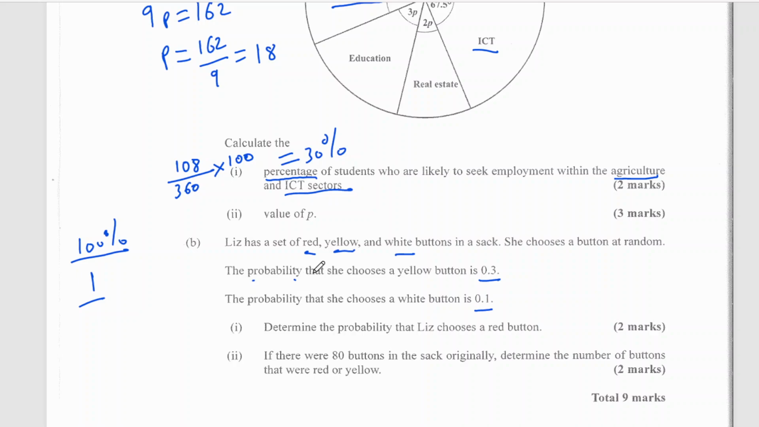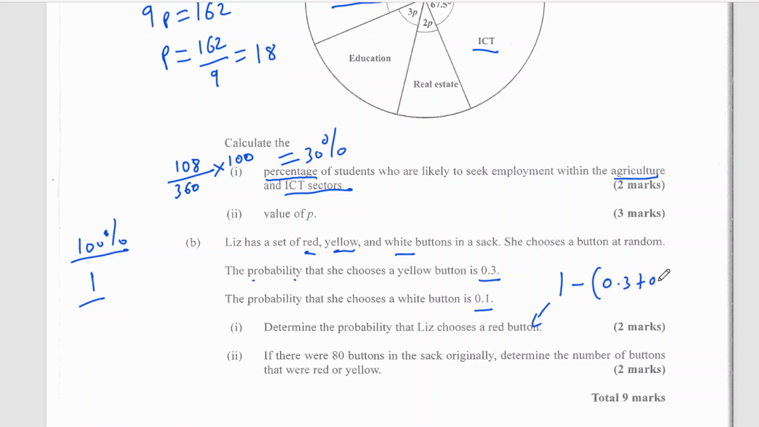So the probability that she chooses a yellow button is 0.3. The probability that she chooses a white button is 0.1. What is the probability that she would choose a red button? So therefore, it's just the remainder, right? We add these two, 0.3 and 0.1, and we subtract from the whole, which is 1. So to get the red button would be the whole, subtract the yellow and the white.